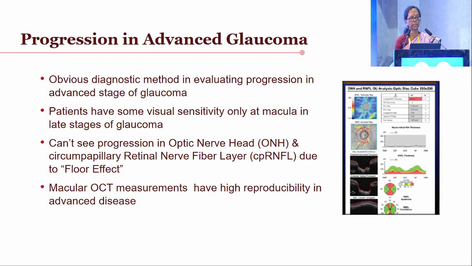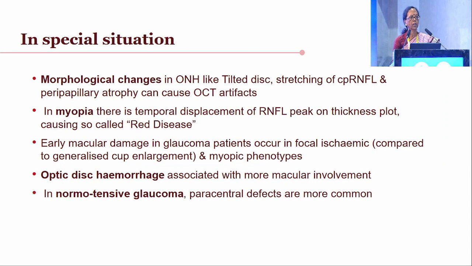So for this reason, in diagnosing progression in advanced glaucoma, macular ganglion cell analysis is very important. In certain special situations also, macular ganglion cell analysis is very important. Morphological changes in the optic nerve like tilted disc, stretching of the circumpapillary retinal nerve fiber layer, and peripapillary atrophy can cause OCT artifacts if we do only RNFL thickness. But the ganglion cell layer is less affected by those things.